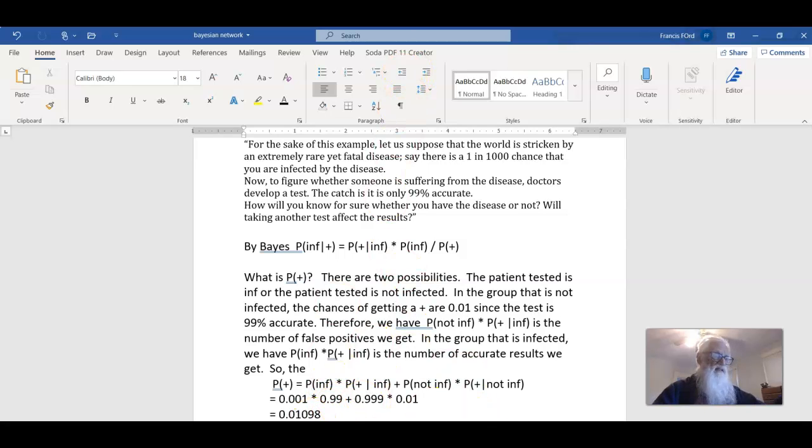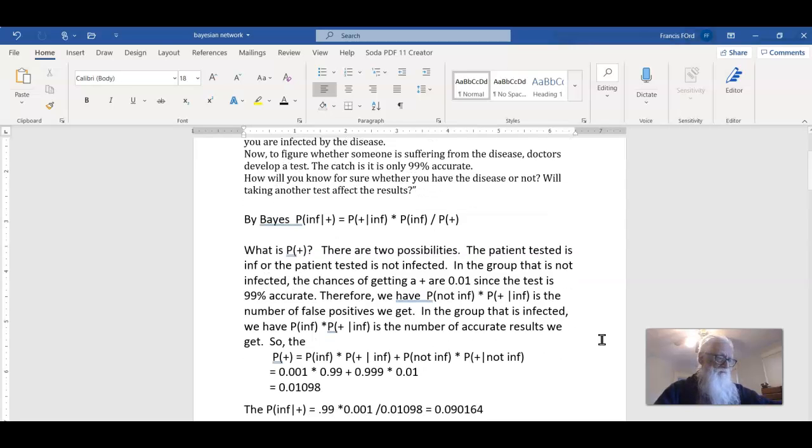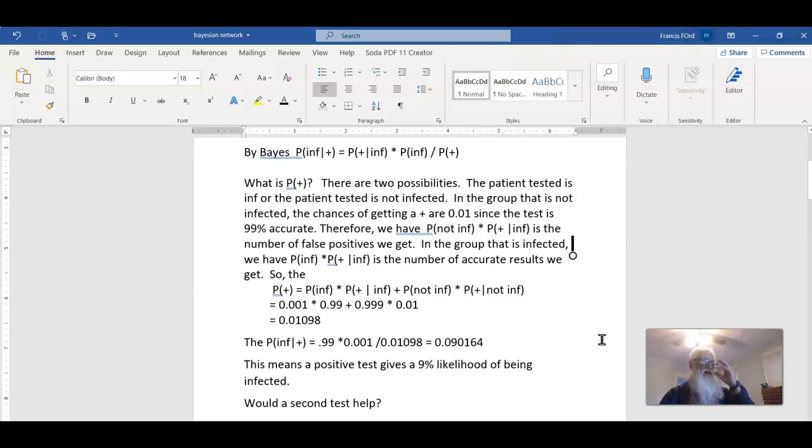I got 0.01098. I got that from going to Excel, since I don't trust my arithmetic. Now, that means the probability that you're infected if you get a plus is only 9%. I know that surprised me when I looked at this example. It seems very low, but the mathematics works.